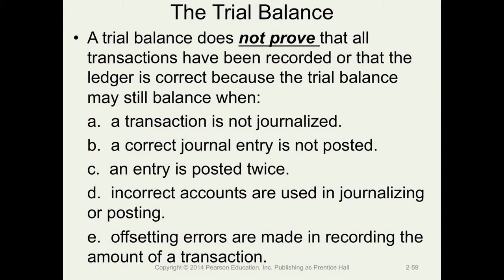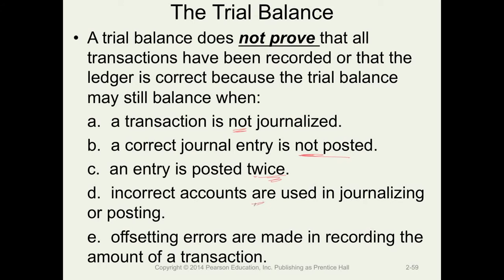So here's a list of problems, I should say, that could still be in existence even though debits are equal to credits. A transaction is not journalized, so you forget to book an event. Debits have to equal credits. In this case, there's 0 debit, 0 credit. It was just omitted. The correct journal entry was not posted. So you made a journal entry, never posted it to the ledger. You post the same numbers twice, still have equality.